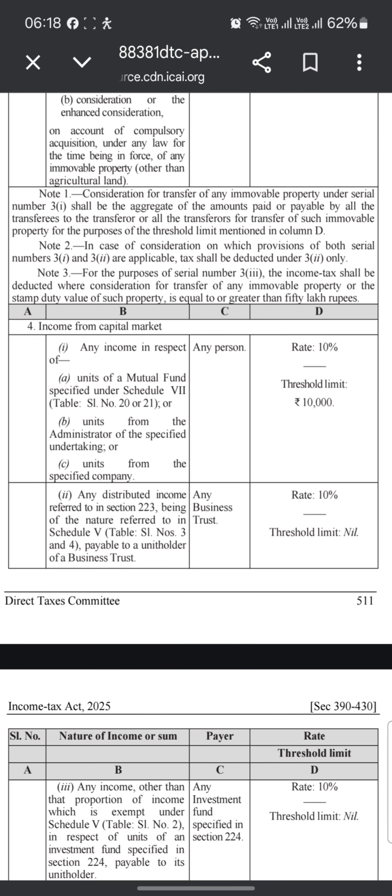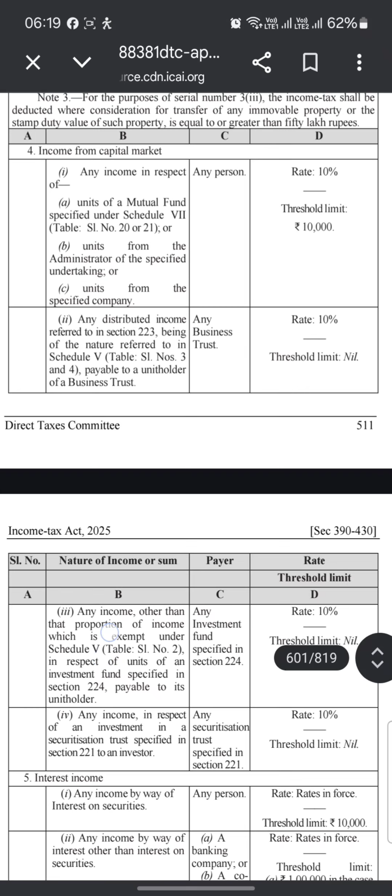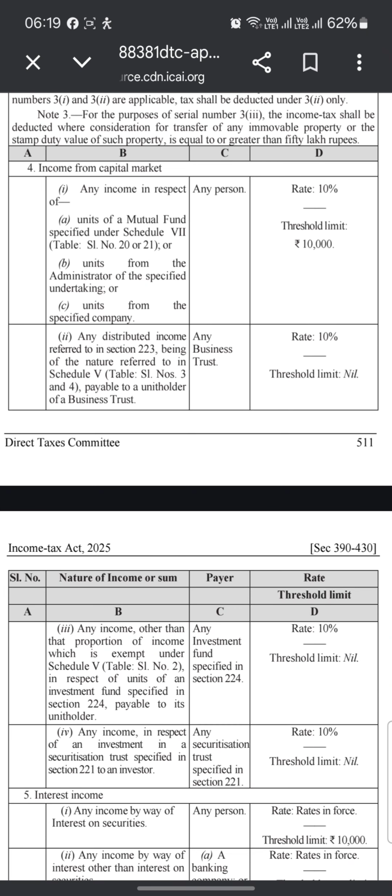Consideration for transfer of any immovable property under serial number 31 shall be the aggregate of the amounts paid or payable by all the transferees to the transferor, or all the transferors, for transfer of such immovable property, for the purpose of the threshold limit mentioned in column D. In case of consideration on which the provisions of both serial numbers 31 and 32 are applicable, tax shall be deducted under 32 only. For the purposes of serial number 33, the income tax shall be deducted where the consideration for transfer of any immovable property or the stamp duty value of such property is equal to or greater than 50 lakhs. Meaning thereby, for the purpose of deducting TDS of 1%, you have to consider the limit of 50 lakhs also.